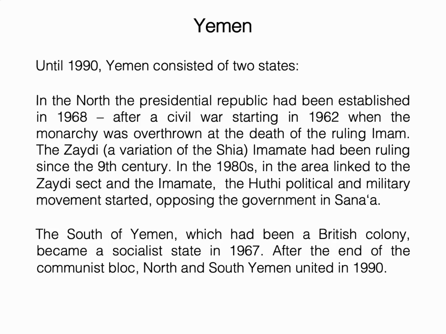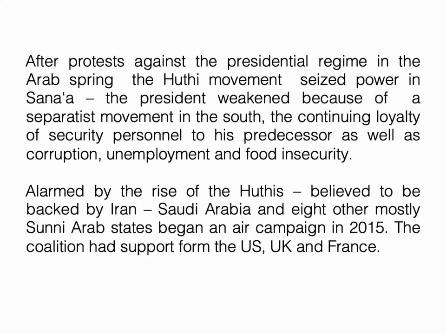The south of Yemen, which had been a British colony, became a socialist state in 1967. After the end of the communist bloc, North and South Yemen united in 1990. After protests against the presidential regime in the Arab Spring, the Houthi movement seized power in Sana'a. The president was weakened because of a separate movement in the south, the continuing loyalty of security personnel to his predecessor, as well as corruption, unemployment, and food insecurity.